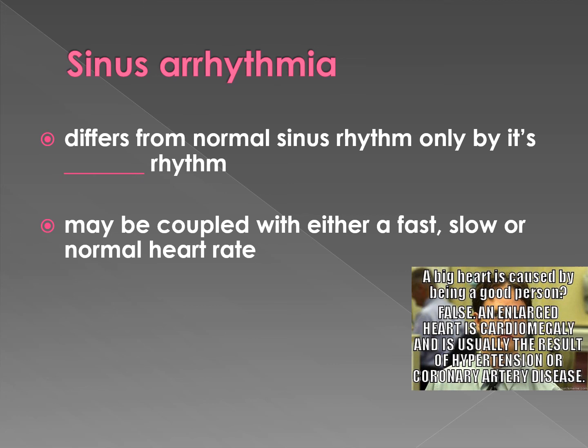This is what we see. We have a normal sequence of PQRS complexes. Usually we'll have normal intervals, but it's the initiation of the heartbeat that will vary. So this differs from normal sinus rhythm only by its irregular rhythm. So you'll see faster, slower, faster, slower, faster, slower.